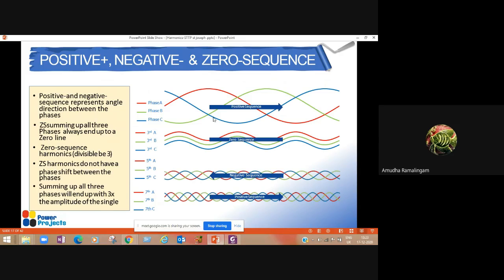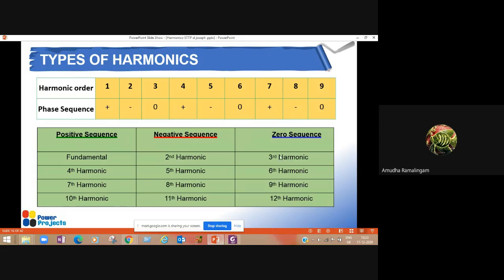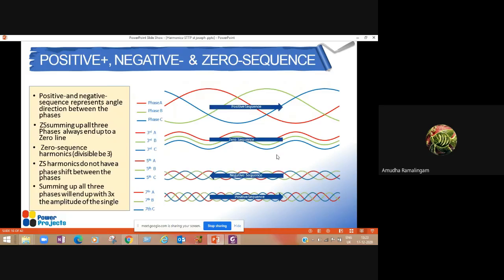If you take the zero sequence, I have shown you that the third order and its multiples come under zero sequence harmonics. If I take the third harmonic, how many cycles does it have to finish? It has to complete 3 cycles within one cycle of the fundamental. So this is 1 cycle, 2 and 3. This is completing 3 cycles, and you can see very well that between the 3 phases there is no phase shift. All the 3 waves are independent.